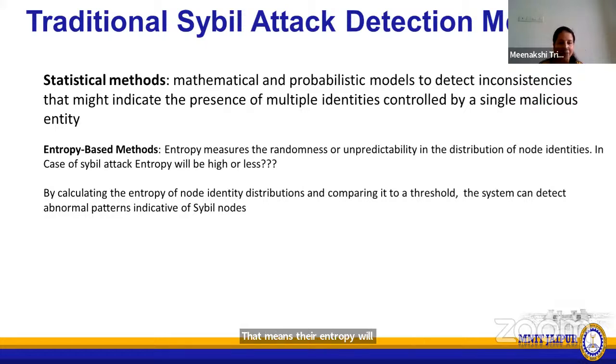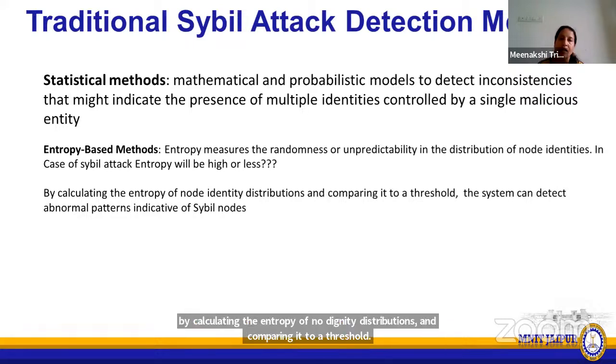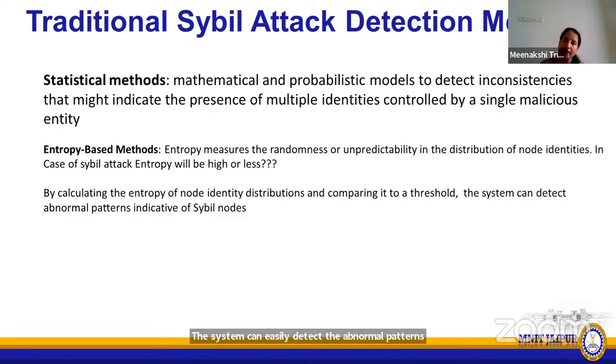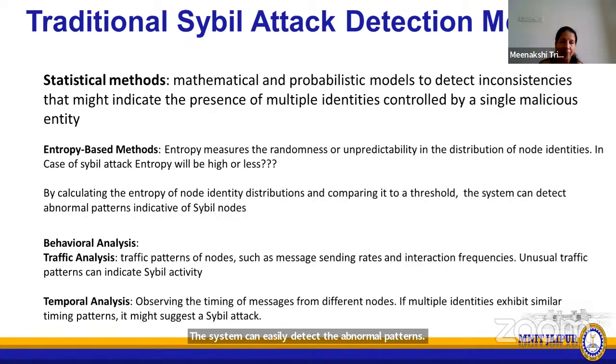Any guesses? So in that case, the entropy would be less because the single physical entity is creating multiple identities. So by calculating the entropy of node identity distributions and comparing it to a threshold, the system can easily detect the abnormal patterns indicative of Sybil nodes.